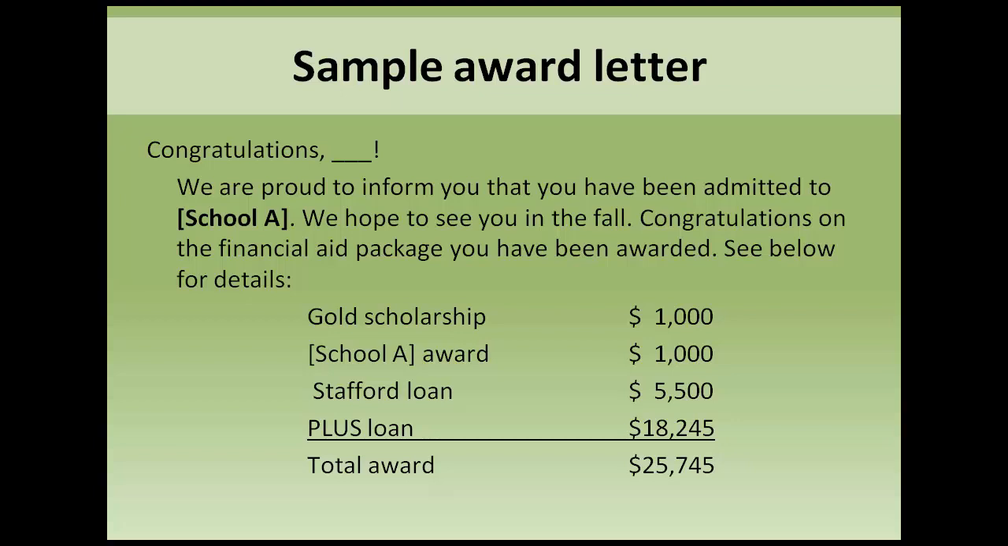I've created some oversimplified award letters to illustrate. First is School A. Congratulations, here's your financial aid award. A $1,000 scholarship, a $1,000 award named after the school, a $5,500 student loan, which is standard for any freshman that fills out a FAFSA. And finally, the rest is typically offered in the form of a parent loan for undergraduate students. That's what PLUS stands for.